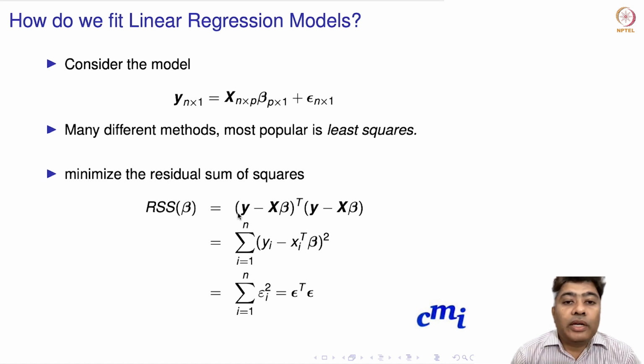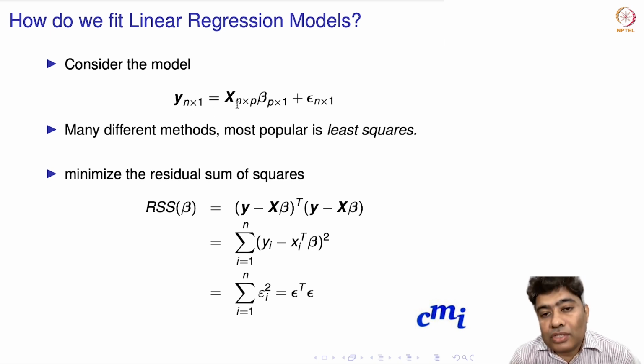So there comes an interesting concept called residual sum of squares of error, and from there the concept of least squares comes. So we have the model y equal to x beta plus epsilon. Y is an n cross 1 vector, x is an n cross p matrix, beta is a p cross 1 vector, and epsilon is an n cross 1 vector.